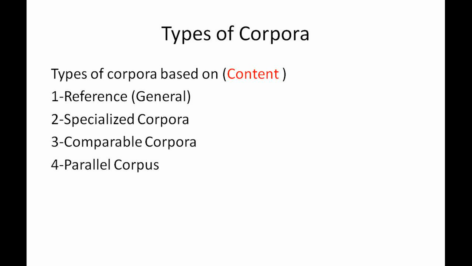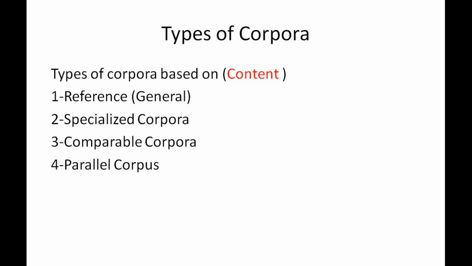In a specialized corpus we restrict our research to include only some texts, not all texts, but the texts that can help us answer our research questions. In a specialized corpus, the source of data was, for example, American newspapers that are mainly published in English.